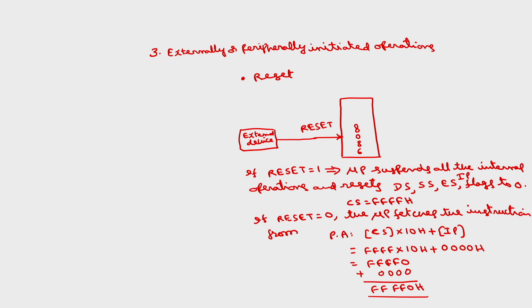Remember, when the microprocessor receives a reset signal from the external device, it suspends all the internal operations and sets data segment, stack segment, extra segment, instruction pointer and flags to 0, whereas the code segment will be set to FFFFH. If the reset becomes 0, the microprocessor then fetches the instruction from the physical address, which is calculated by code segment into 10H plus instruction pointer, which becomes FFFF0H. This is the first externally or peripherally initiated operation.